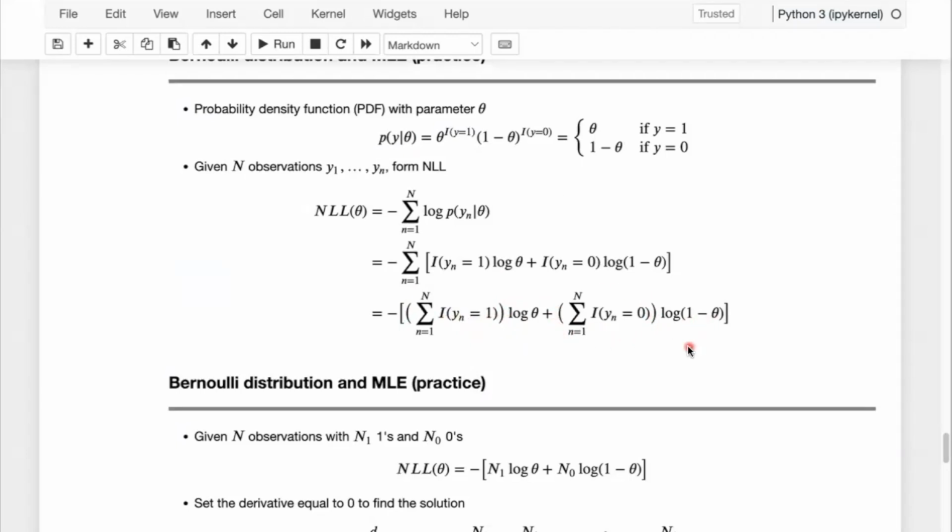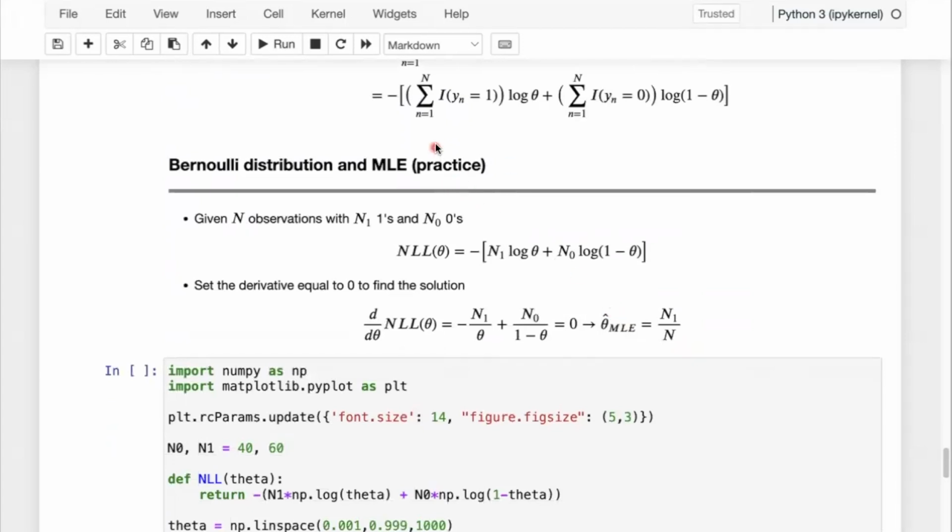And again, if you think about the way that the indicator function works, this first summation measures the number of cases that we have seen once. So that's N1, the number of ones that we have seen. If we have done, let's say, 100 or 1,000 trials, and we are seeing these values of this Bernoulli random variable. And the second summation here is N0. So that's our negative log likelihood function, which is negative N1 log of theta plus N0 log of 1 minus theta.